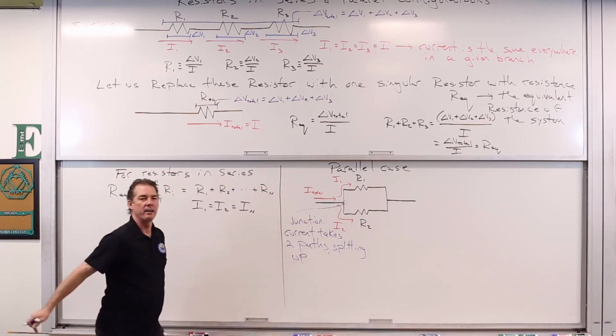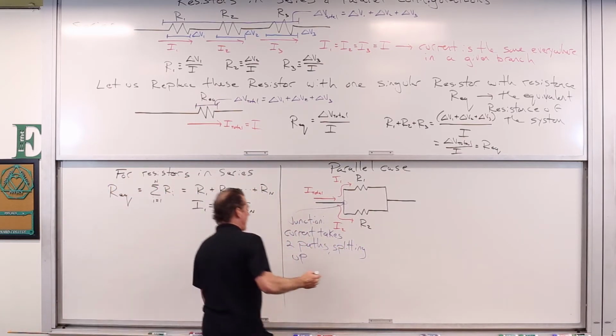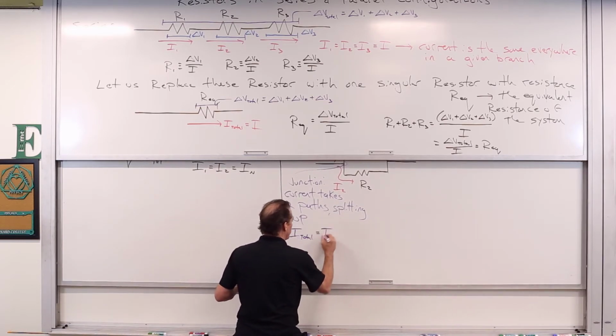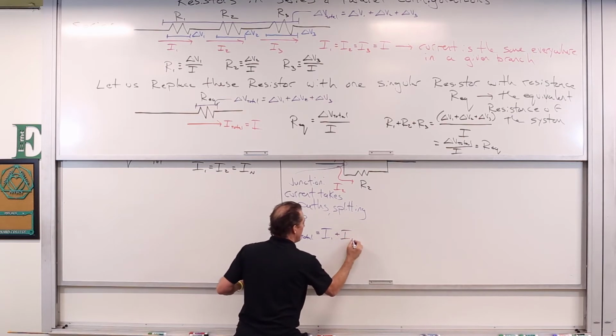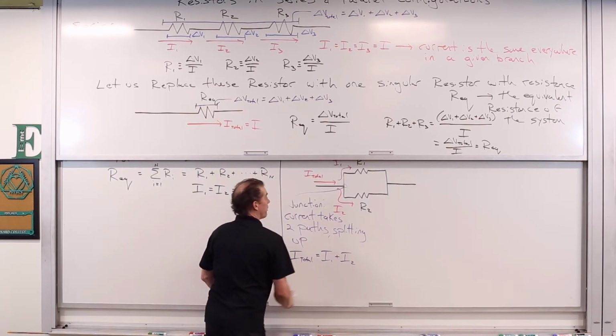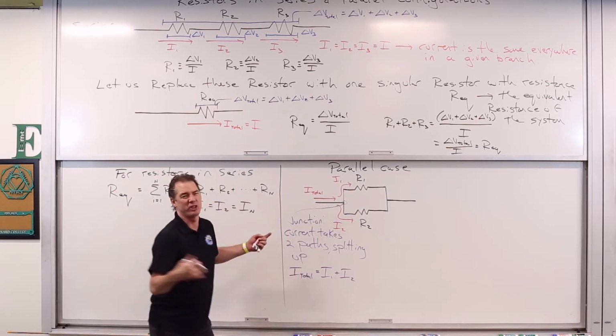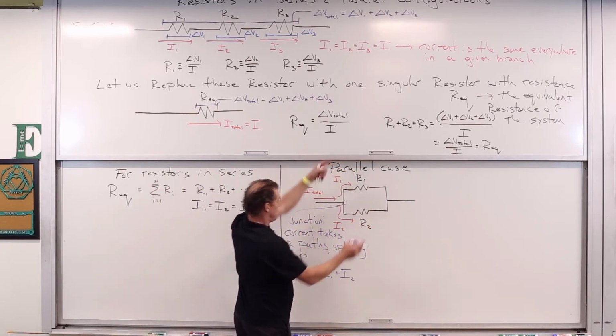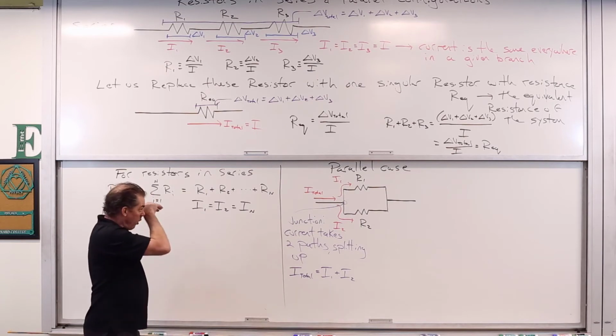Takes two paths there, splitting up. What do we have to have? We have to have that I total is equal to I1 plus I2. Conservation of mass, conservation of charge. Ultimately, whatever goes in has to be split up. There we go.